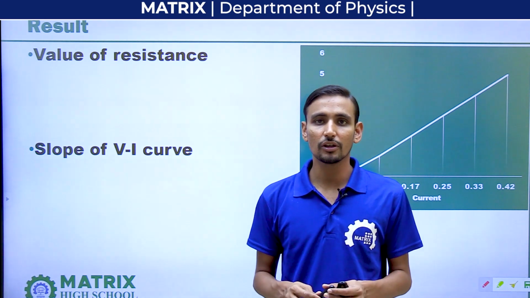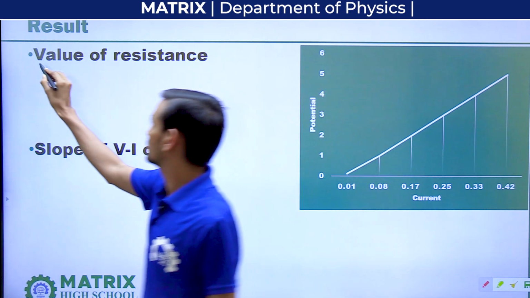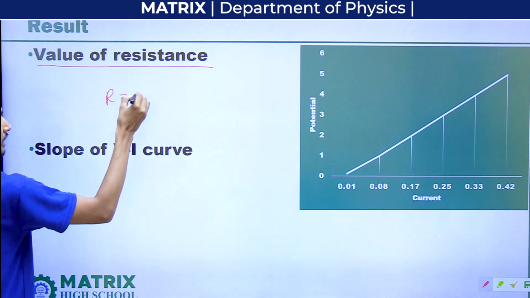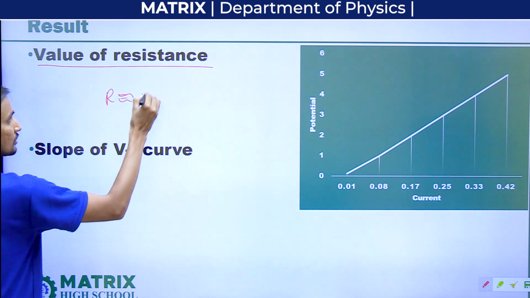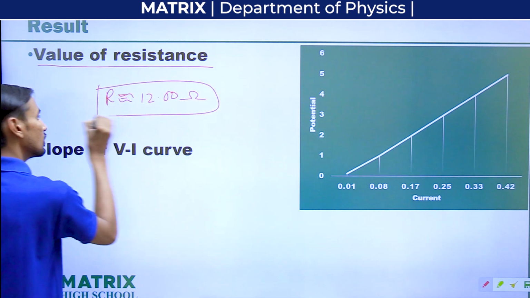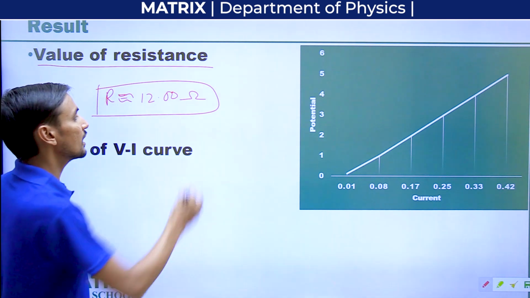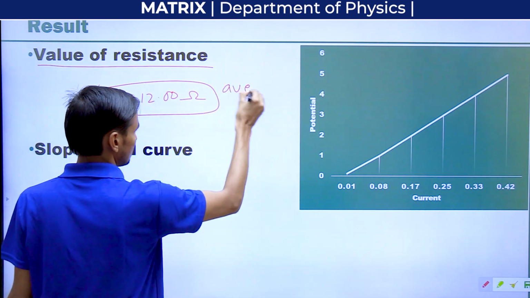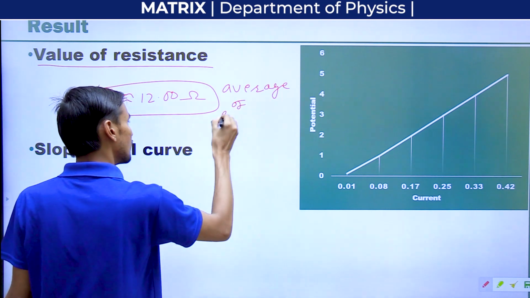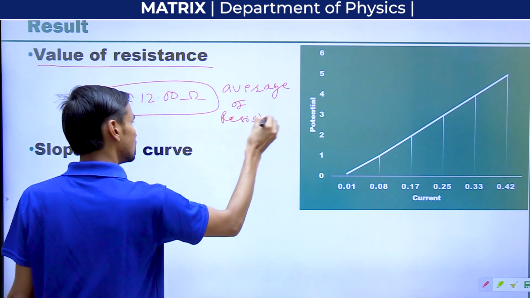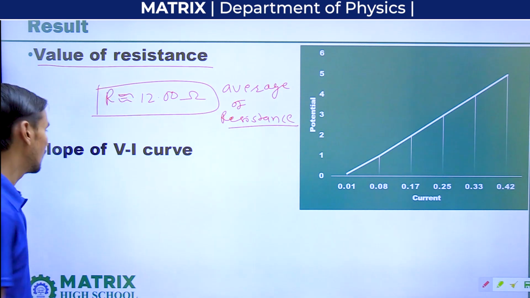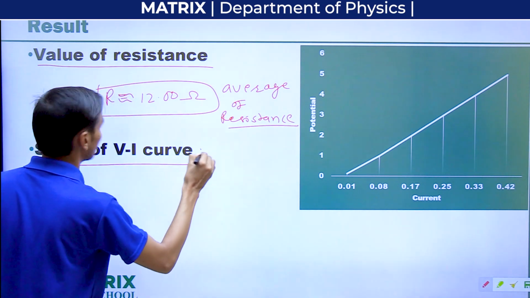Next is result of our experiment. In this, first is value of resistance. For value of resistance, which I have calculated, it is approximately 12.0 ohm, because we will take the average of resistance calculated in our observation table. Next is slope of VI curve.